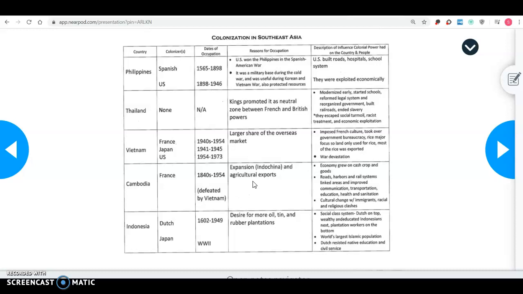And then the Dutch are going to resist native education and civil service. So when the Dutch were colonizing Indonesia, they used Indonesia purely for economic reasons. They didn't want people to be educated. They just wanted them to work and be productive, and that's it. And again, it's to make that money.